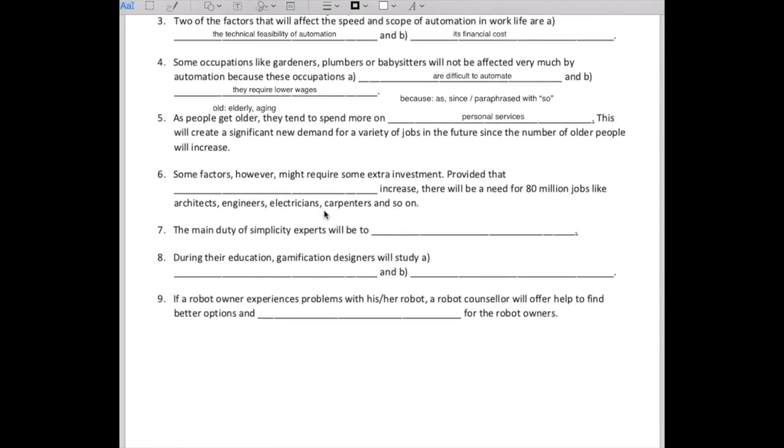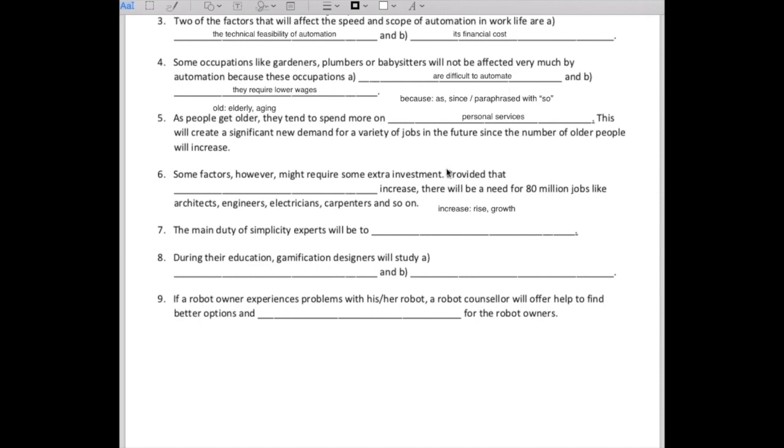Let's continue. Number 6. Some factors, however, might require some extra investment. Provided that something increase, there will be a need for 80 million jobs like architects, engineers, electricians, carpenters, and so on. So here we have some keywords. 80 million jobs, that's going to be very important. It's easy to find numbers within a text, so we can use that clue. Increase, very important. Can you think of any synonyms of increase? It makes me think of rise or growth. In general, growth obviously is the noun form, rise is the verb or noun form.